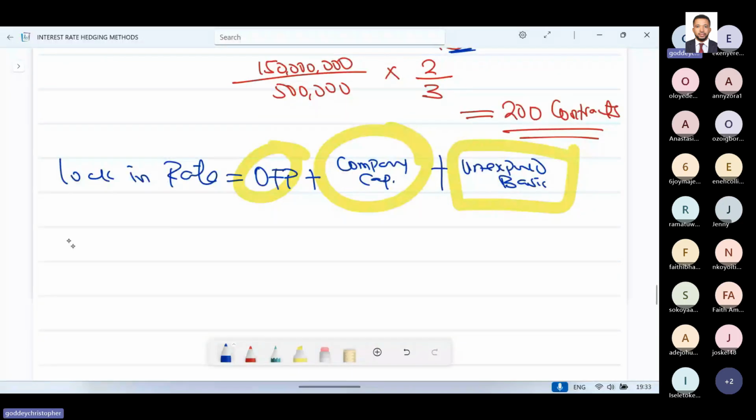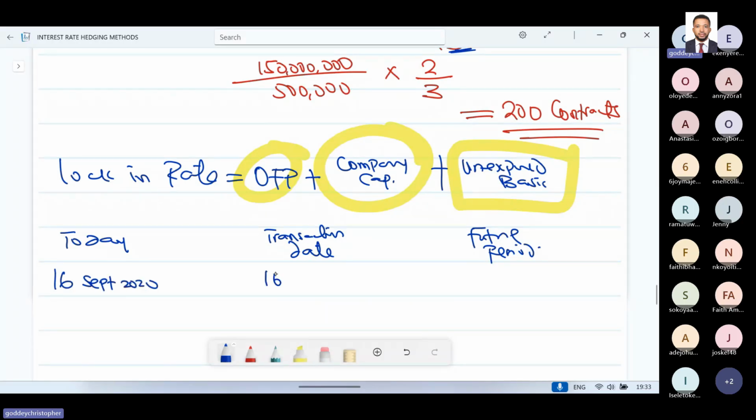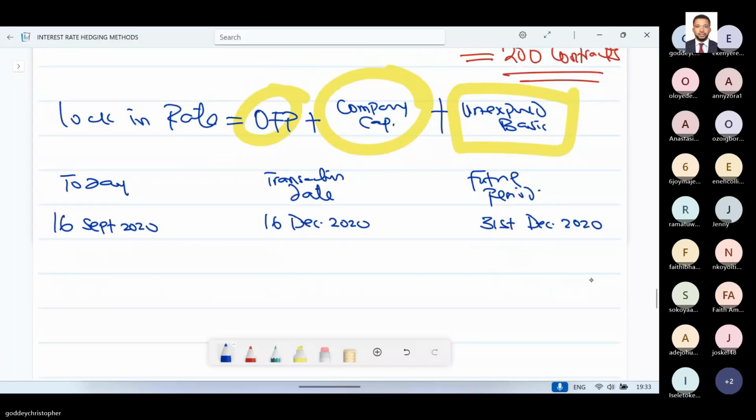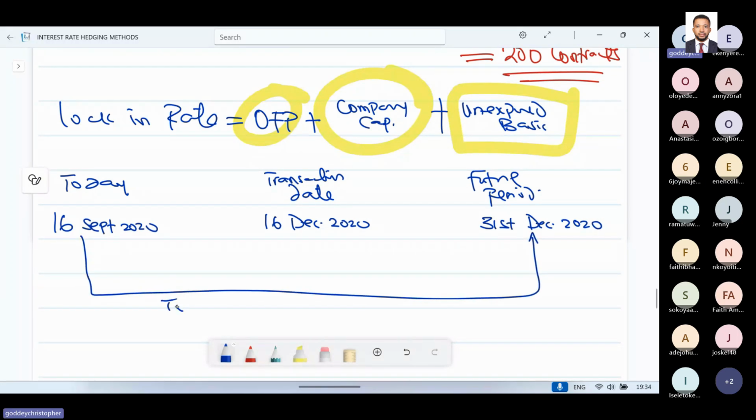All right, now let's see. This is today. We have our transaction date. I like to usually draw this so that it will guide me. Today, they told me, is 16 September 2020. Transaction date is 16th December 2020. And the future period, I know, is 31st December 2020. Between this point and this point is what we call total basis.